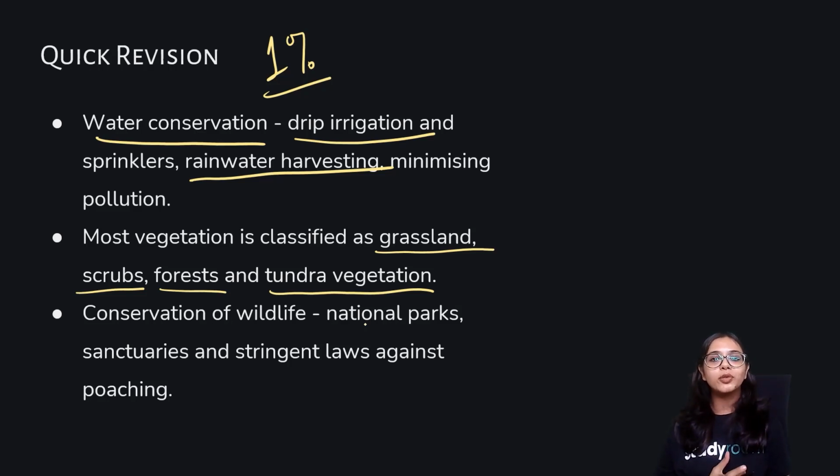we have not just gone through the vitality that these resources hold in our lives, but we have also gone through how we are exploiting them, how we are overusing them, and also the important measures that we can take to counter this over-exploitation.